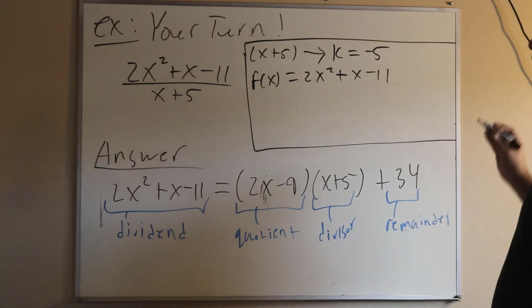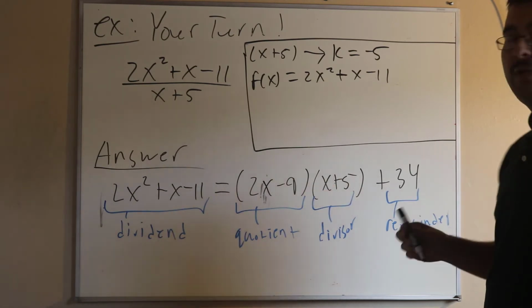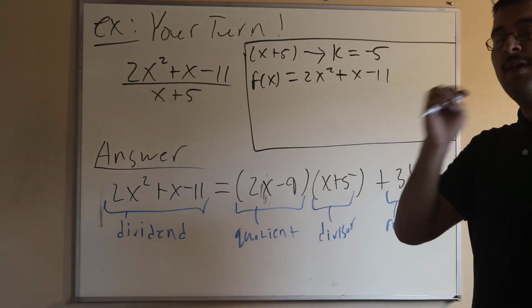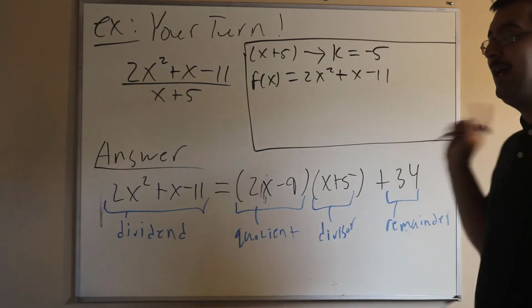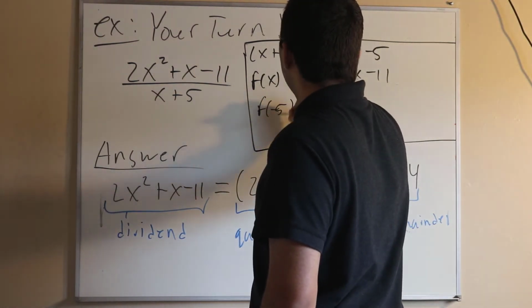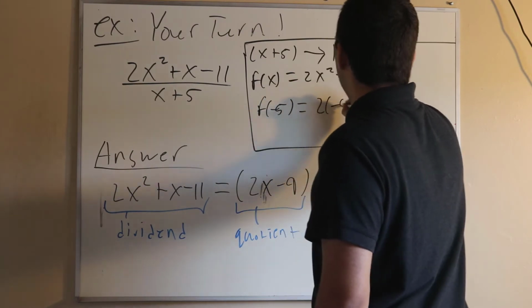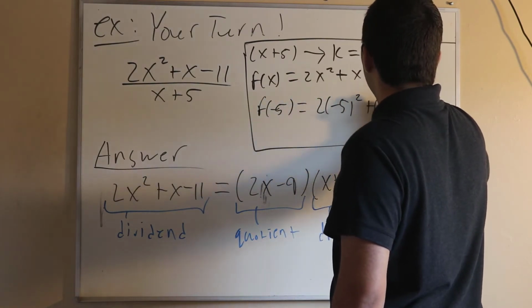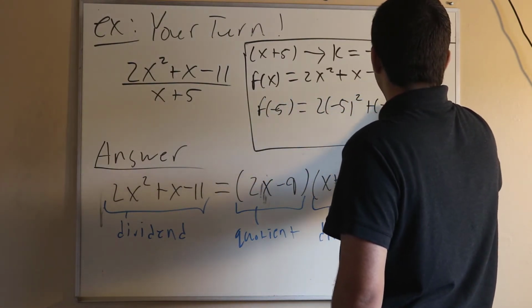So let's actually check. Let's plug negative 5 in and let's see if we output 34. Because if we do, then that's a pretty good indication that my answer is correct. So let's go ahead and check it out. F of minus 5 equals 2 times minus 5 squared plus minus 5 minus 11.